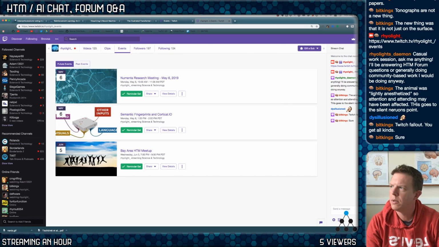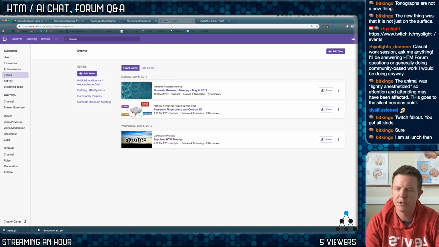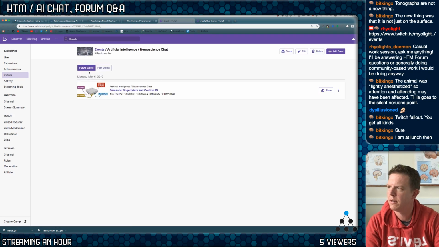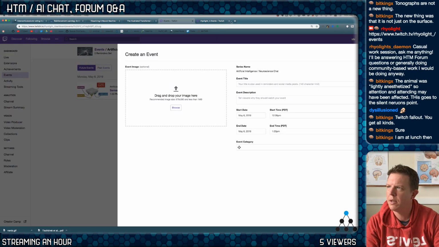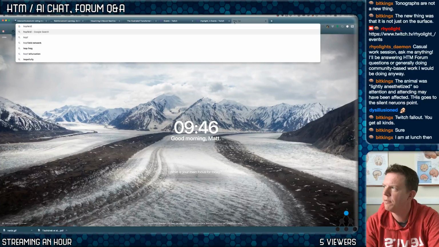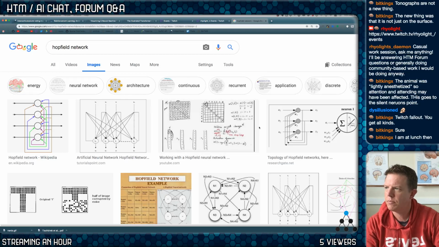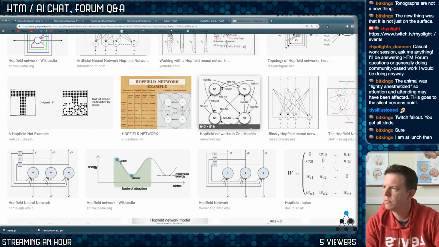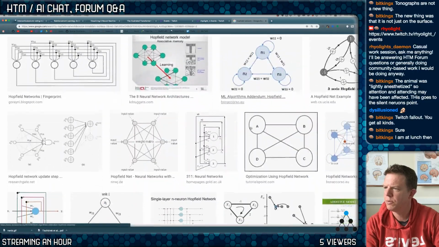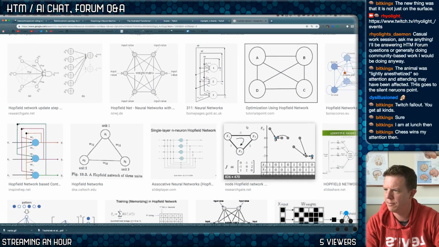Okay, so gotta go to events. You're at lunch then? Okay, we should do it. So I'm gonna leave these here. I'm gonna add an event. Okay, so now I have to do Hopfield network. Let's find a picture of a Hopfield network or a Boltzmann machine. Are they similar enough to discuss together?